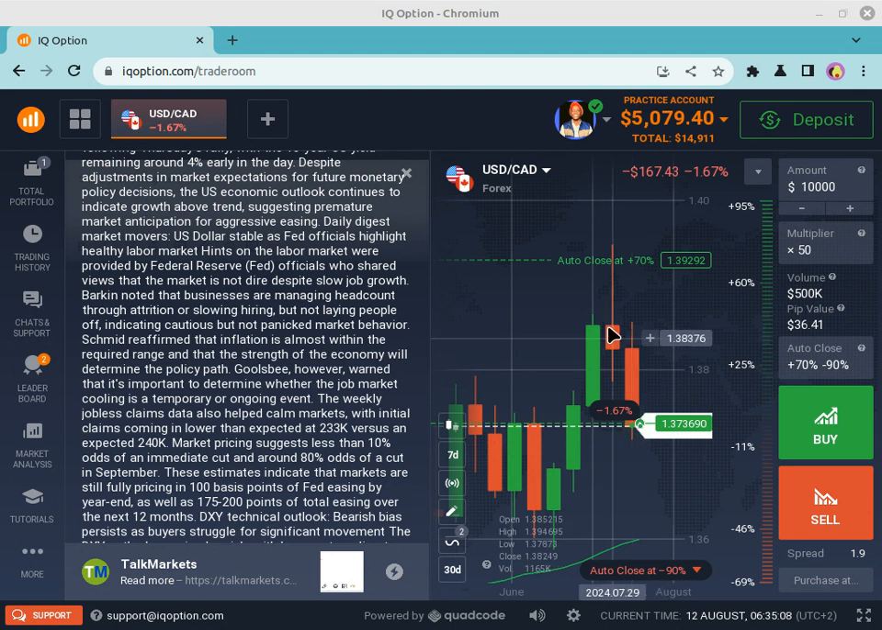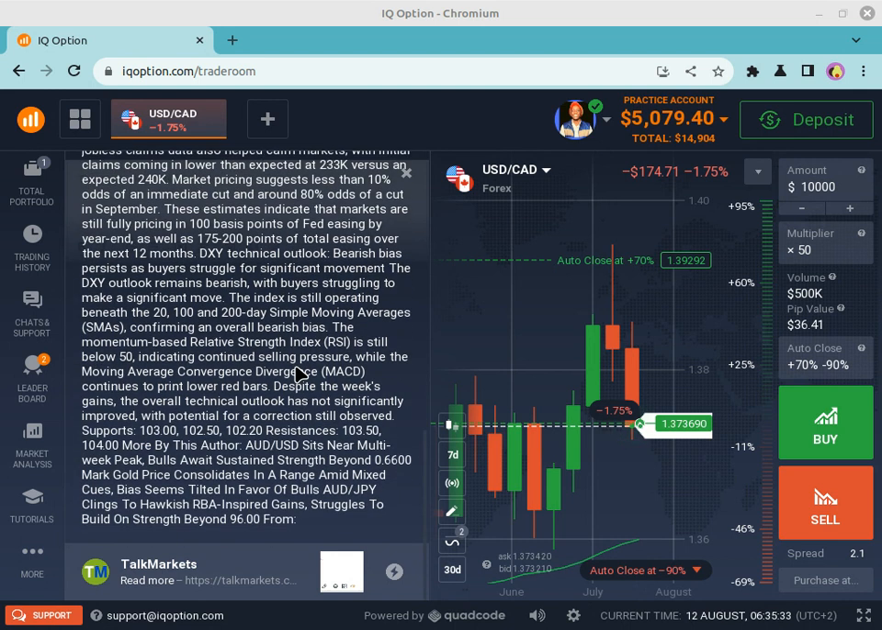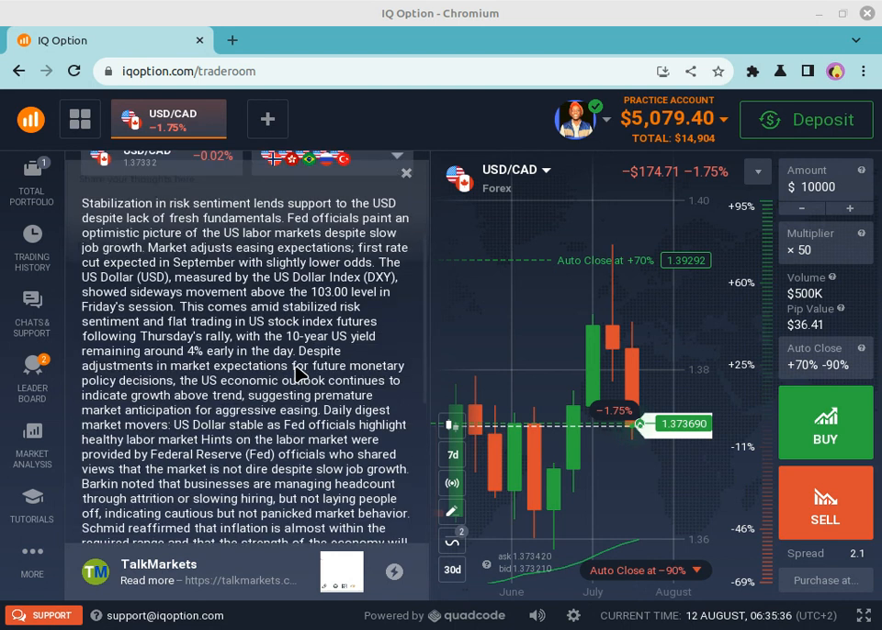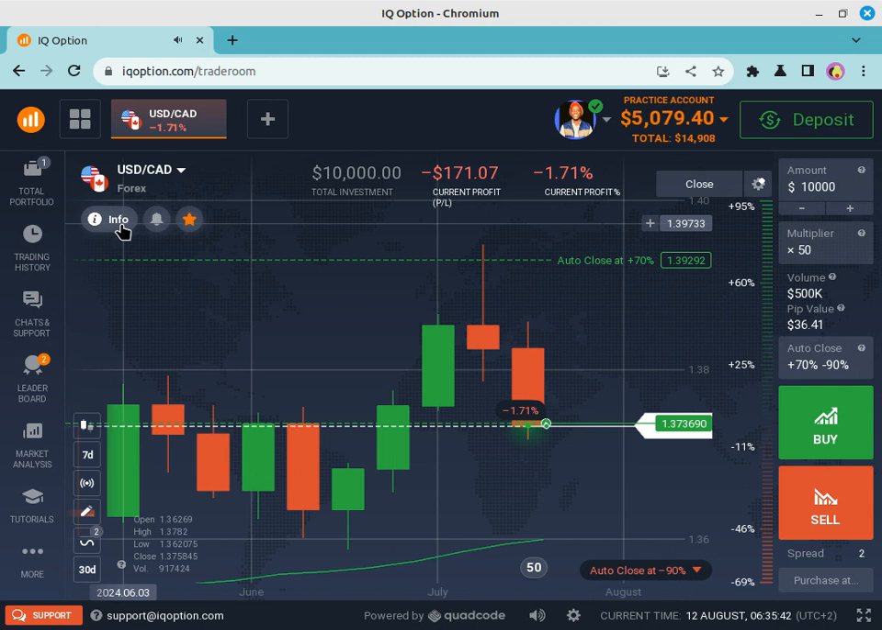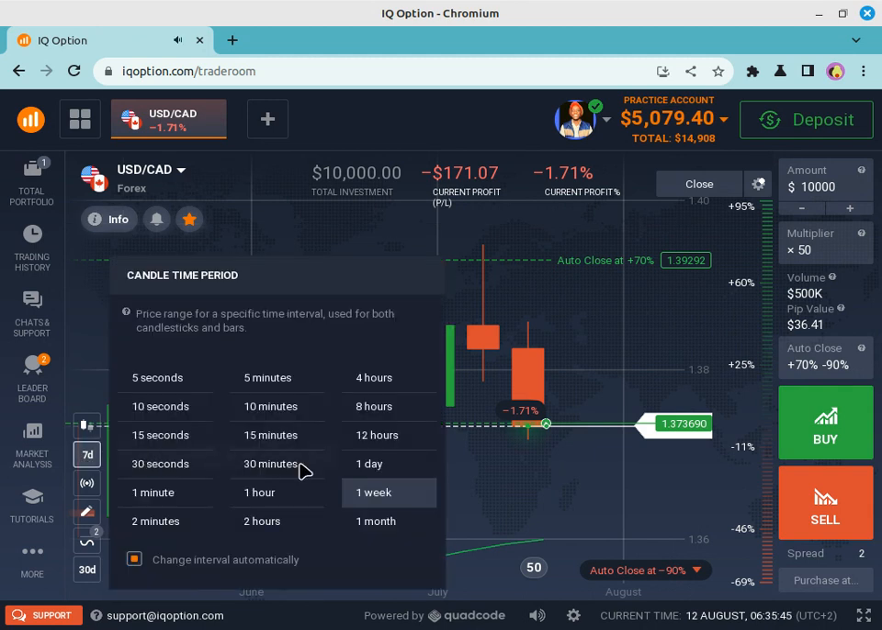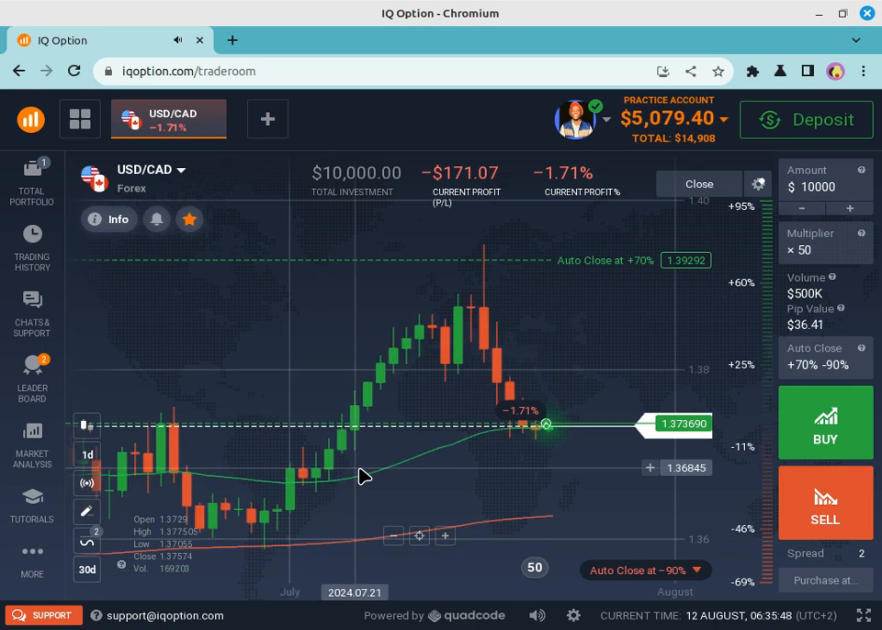So we're looking at what caused this 2 week slump in the US dollar compared to the Canadian dollar. So we have more information here, but this is just to really get you into the groove as to why this move could be happening the way it is.